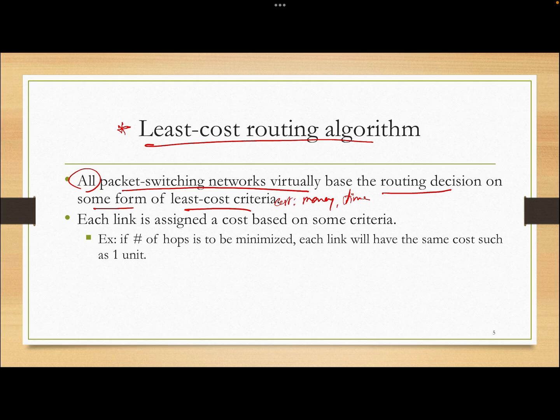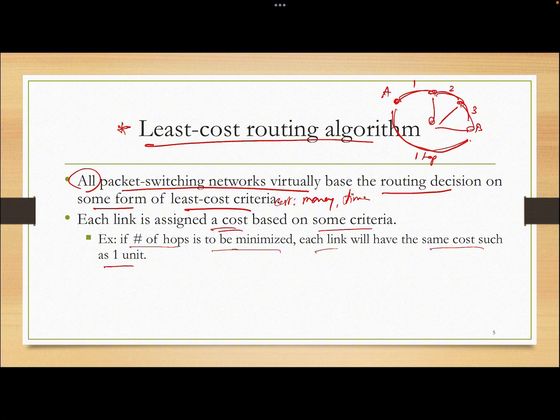So each link is assigned a cost based on some criteria. For example, if the number of hops is to be minimized, each link will have the same cost, like 1 unit. Think of it like this. A hop is like one link. You go 1, 2, 3 hops from A to B, but this route is only 1 hop. 1 hop is like 1 link.